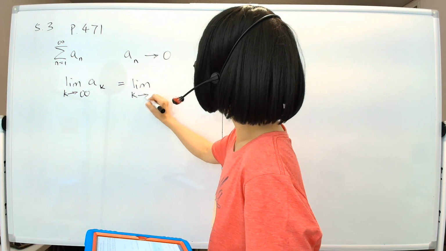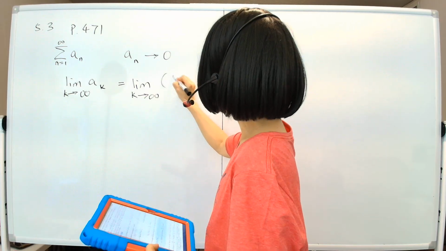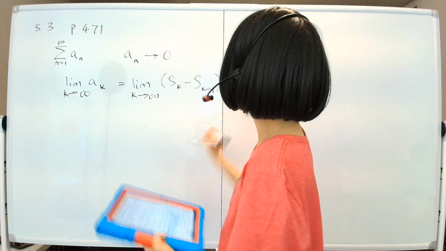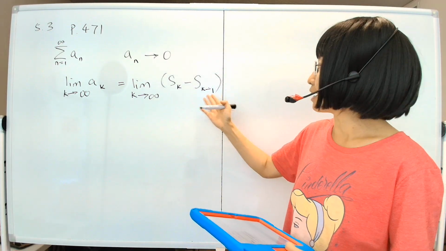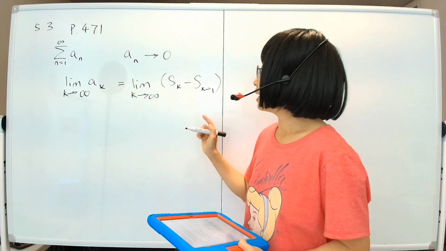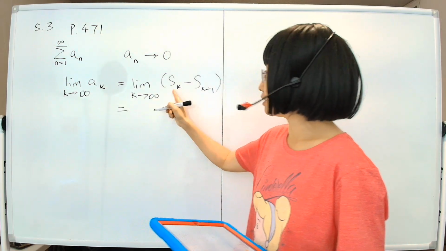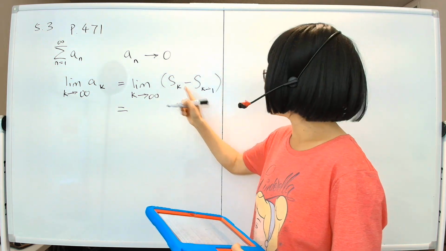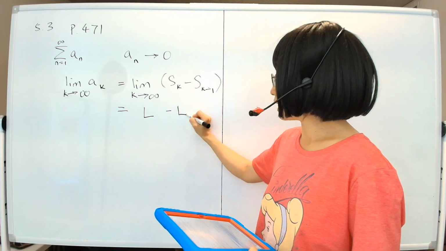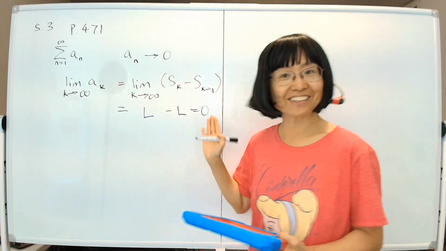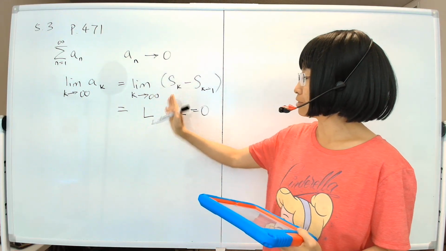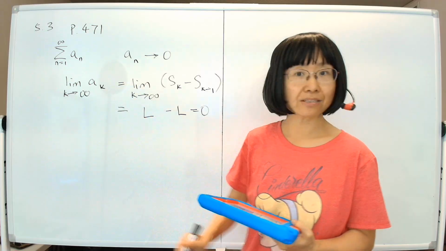Limit as k goes to infinity of sk minus sk minus 1. Is it k minus 1 or k plus 1? Not that it matters, you see, ak is the one left if you subtract the rest of the sum. By definition, if this exists, that means sk goes to the limit, and so does sk minus 1, so that equals 0. There's just a quick, simple trick to prove that if the limit exists, then ak has to go to 0.